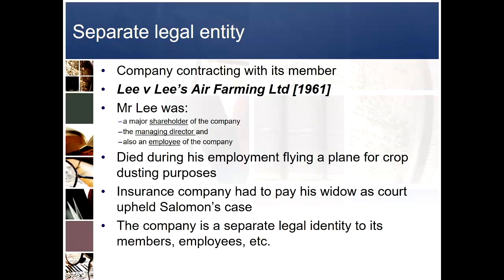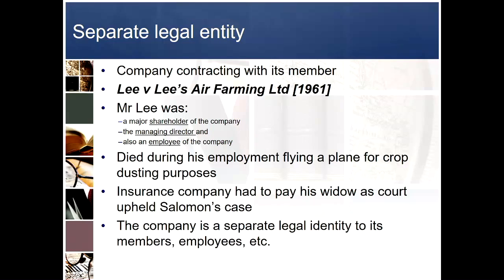So the court said at the time that he sustained the injury, he was acting as an employee, and therefore Mrs. Lee was entitled to claim workers' compensation. So with these types of cases, and this is an issue that might come up in this week's tutorial questions, the question is whether the individual is doing the work of the company. And if they are, then they are acting as an employee and they will be able to claim workers' compensation.